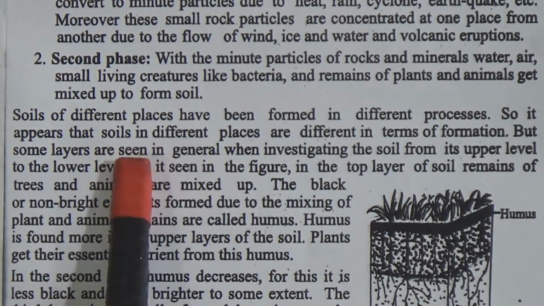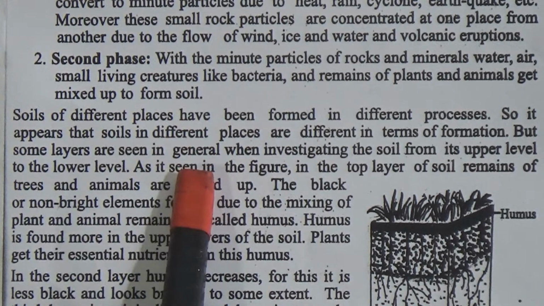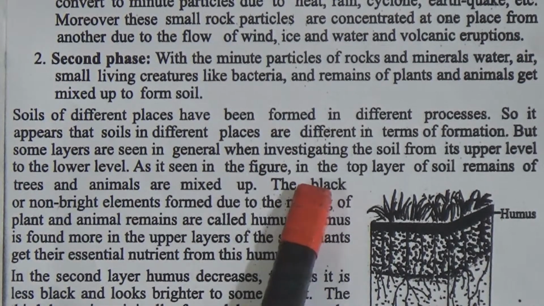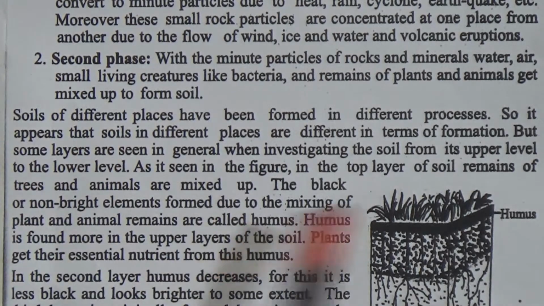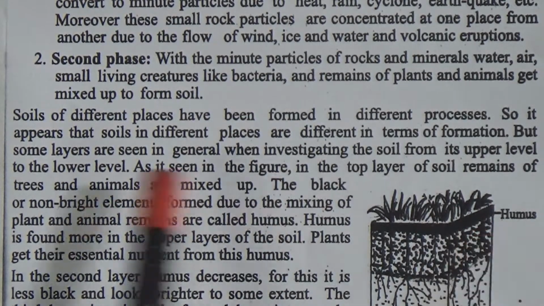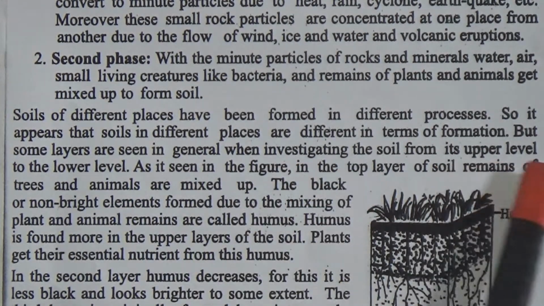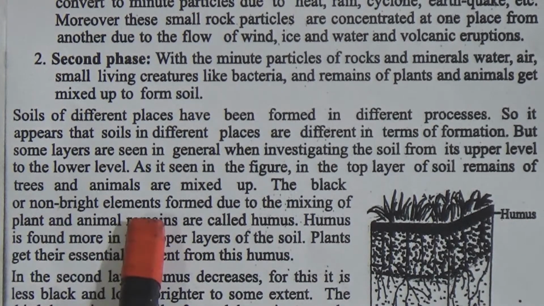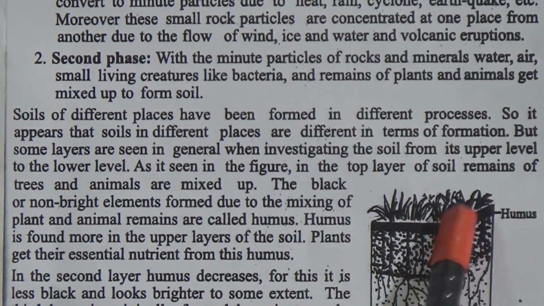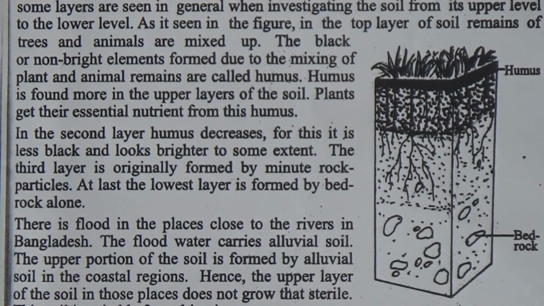So soils in different places are different in terms of formation, but some layers are seen in general when investigating the soil from its upper level to the lower level. As seen in the figure, in the top layer of the soil, there are remains of plants and animals. The black or non-bright elements formed due to the mixing of plant and animal remains are called humus. Humus is created after the decomposing of the dead bodies of plants and animals.